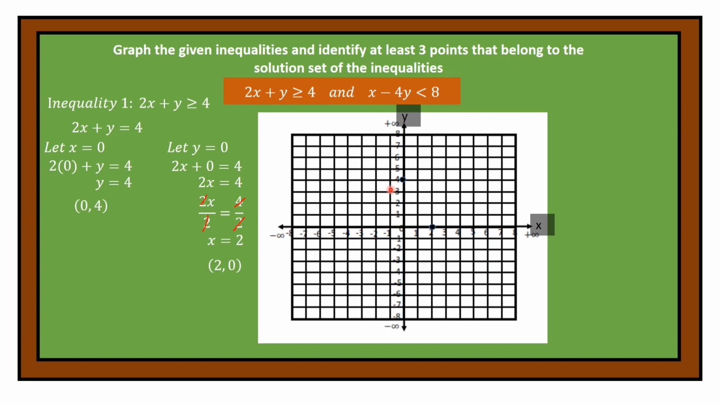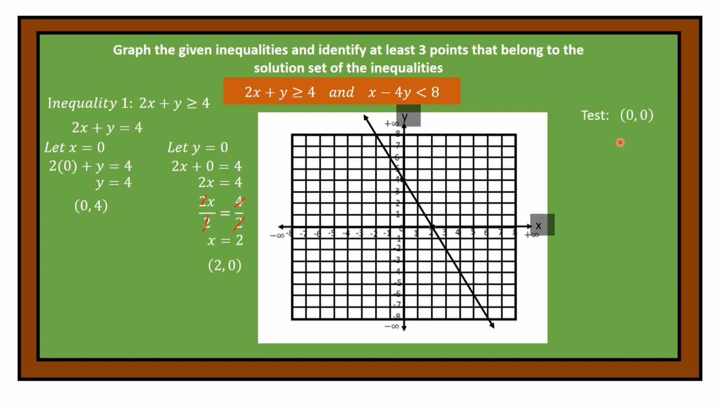Pero anong line nga ba ang gagamitin natin? So, tingnan natin ang ating inequality symbol para sa inequality number 1. So, ang ginamit ay greater than or equal to symbol. Kaya ang gagamitin nating line ay solid line. So, na-connect na natin ang points using a solid line, kaya nagkaroon tayo ng 2 half planes. At this time, aalamin natin kung aling half plane ang dapat natin lagyan ng shade.